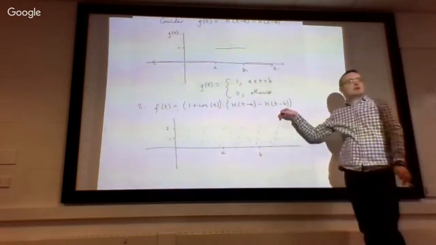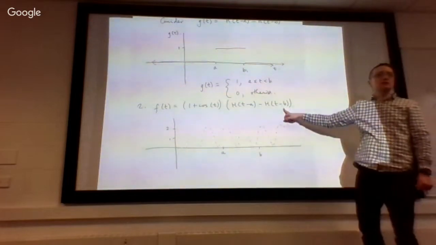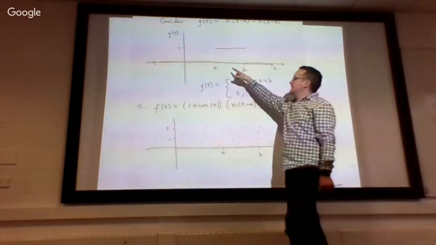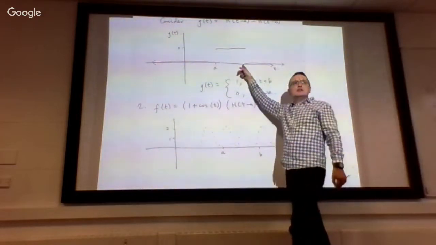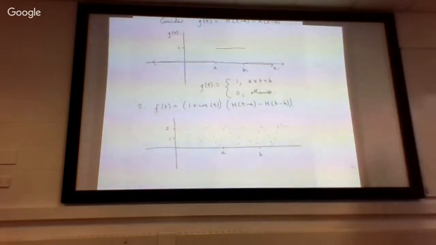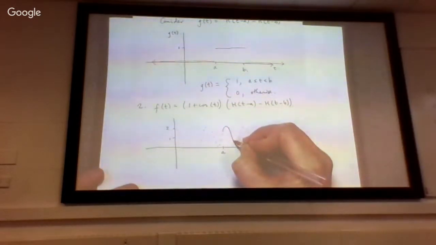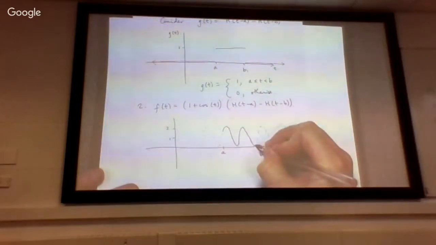But it's multiplied by this. And this is a factor. It's a switch. Yeah, multiplying by that combination of Heavisides is a switch. And it switches whatever it's multiplying on between A and B, but leaves it switched off otherwise, because it multiplies it by 0. It kills it. So the graph of our function f of t there is, well, this solid line part.